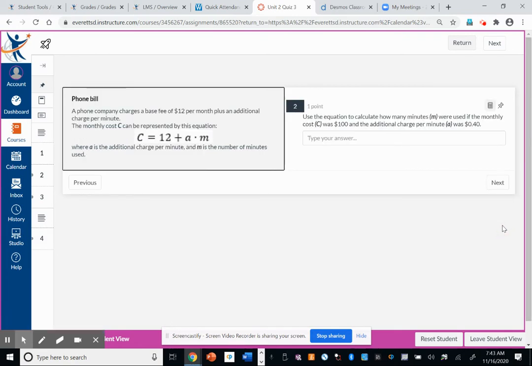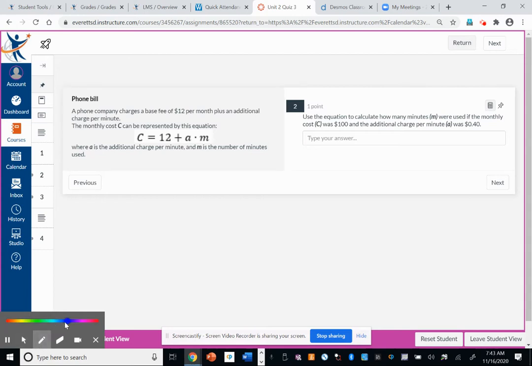The next question involves the same problem, the same equation, only this time we're looking for how many minutes were used if the monthly cost was 100 and the additional charge per minute was only 40 cents. So we'll set up and solve a very similar equation. This time 100 equals 12 plus, it's 40 cents per minute, so 0.40 M.